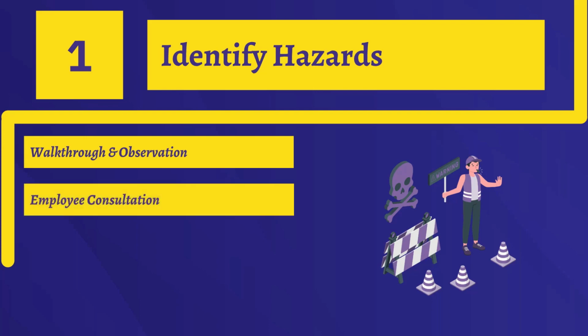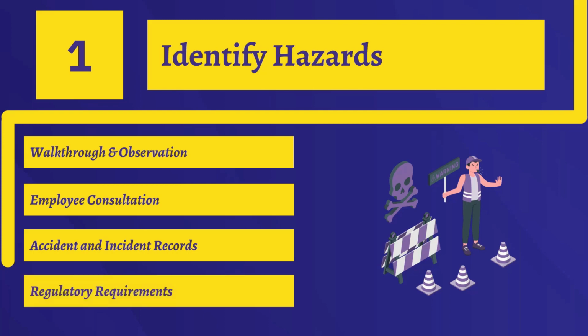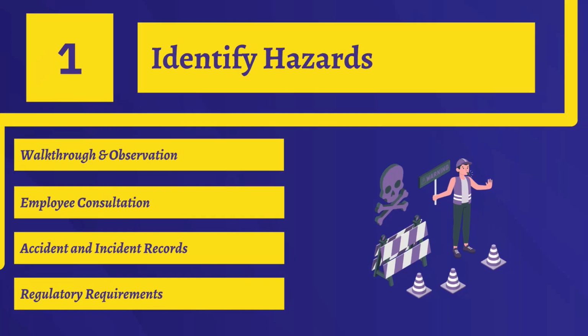Employee consultation. Engage with employees from different departments to gather their insights on potential hazards they encounter in their daily tasks. Accident and incident records. Analyze past accident and incident records to identify recurring hazards that need to be addressed. Regulatory requirements. Review relevant safety regulations and industry standards to identify specific hazards that need to be assessed.